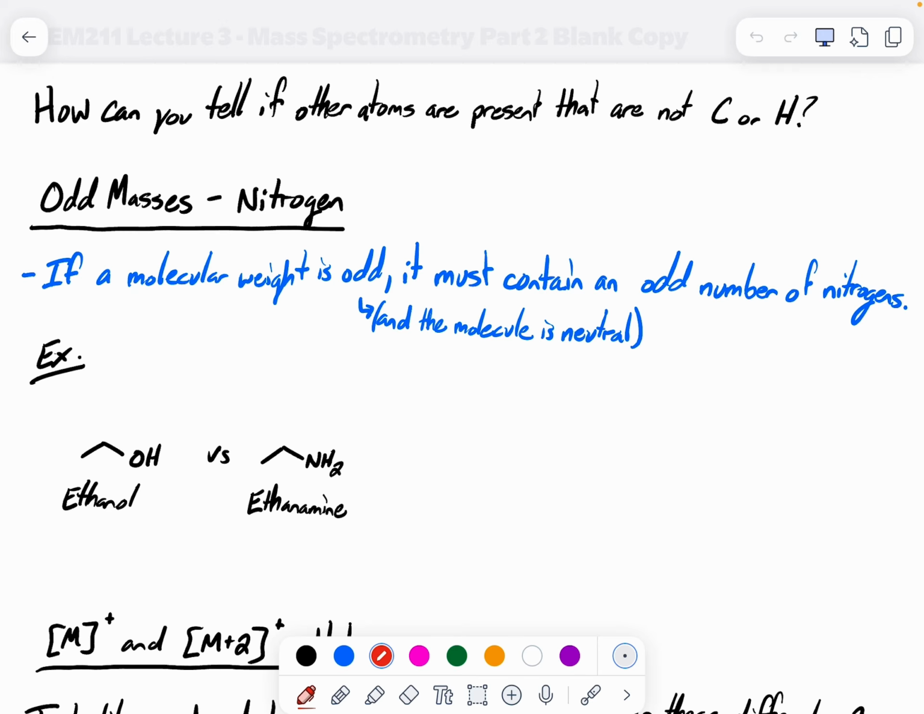The first and easiest one to tell is actually going to be nitrogen, because nitrogen has a really interesting property to it, where odd masses for your mass spec immediately indicate that a nitrogen is present. All right? So any molecular weight, if it's odd, it has to contain an odd amount of nitrogens. That means 1, 3, 5, 7, whatever it may be. I probably won't go up to 7, but you get the point. It has to have nitrogen.